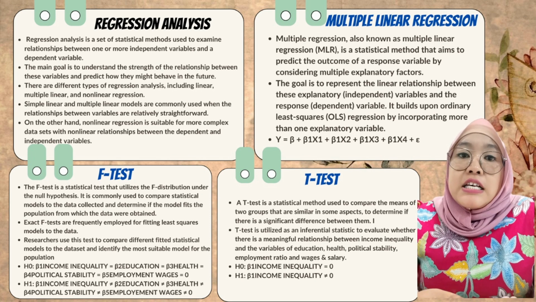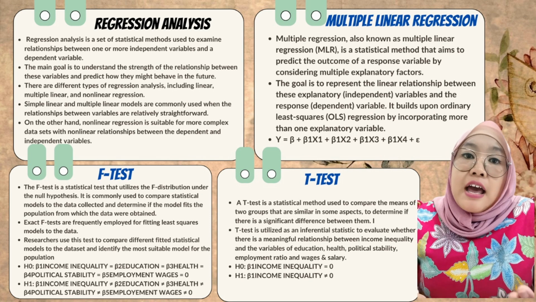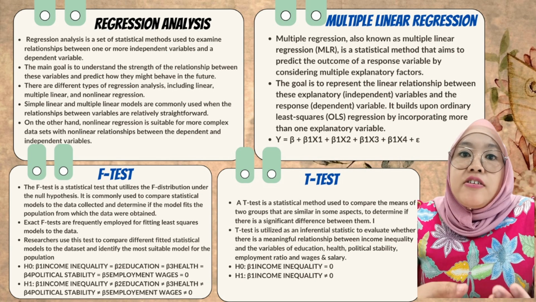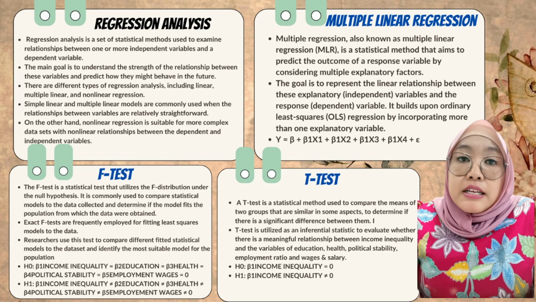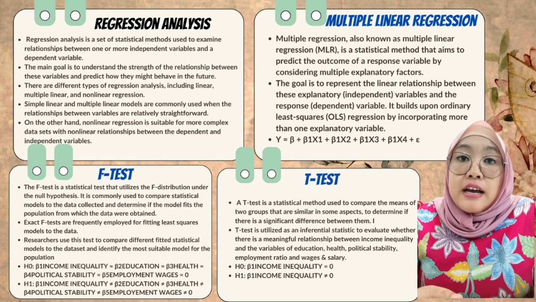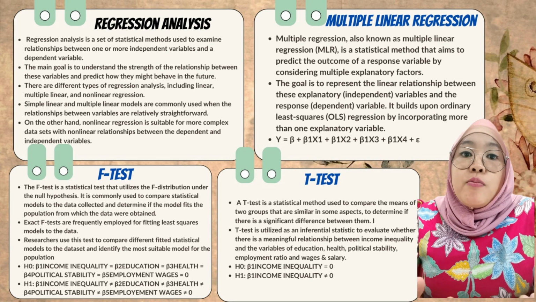The model is expressed as follows: y equals beta, where y represents income inequality or the Gini index. B0 is the intercept or constant term, and B1, B2, B3, and B4 are the coefficients of the explanatory variables of education, health, political stability, and employment wages respectively. The term e denotes the error term accounting for the variability that the model does not explain. By using multiple regression, researchers can analyze the combined effect of the various factors and make more robust predictions about the response variable.